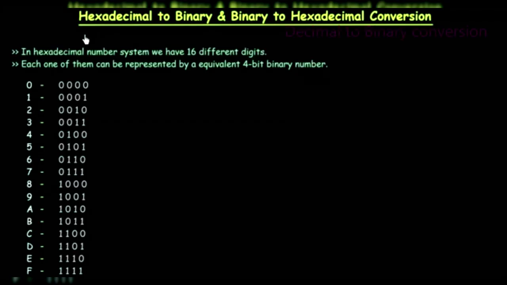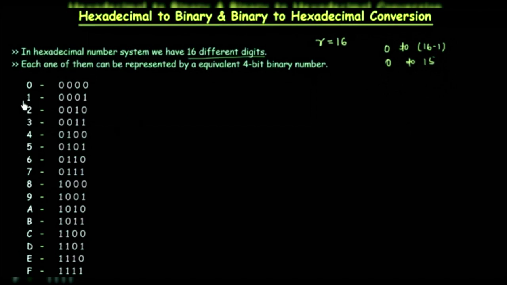In this lecture, we will complete hexadecimal to binary and binary to hexadecimal conversion. In hexadecimal number system, we have 16 different digits because base in case of hexadecimal number system is equal to 16. And if you want to find out different digits, it's very simple. 0 to 16 minus 1, which is 0 to 15. So we have 0 to 15 in case of hexadecimal number system.